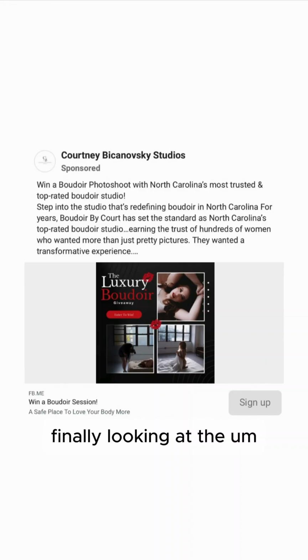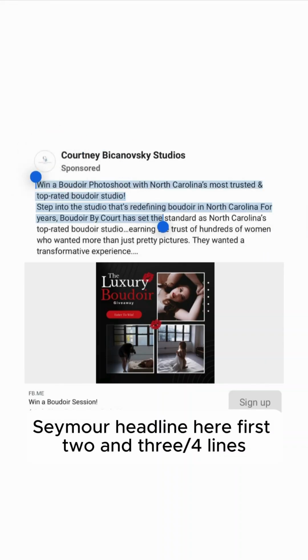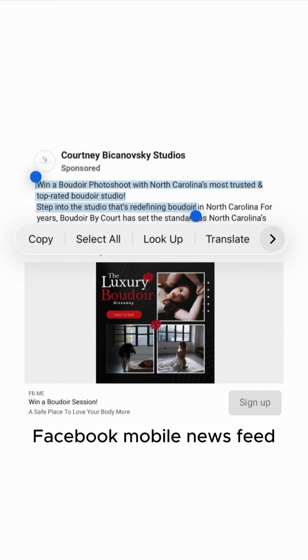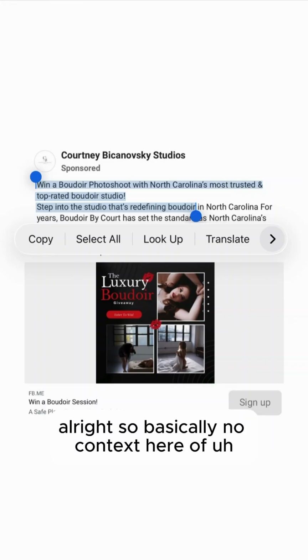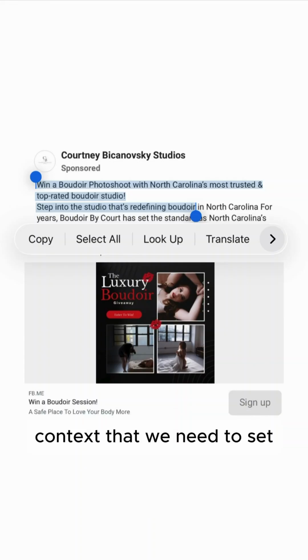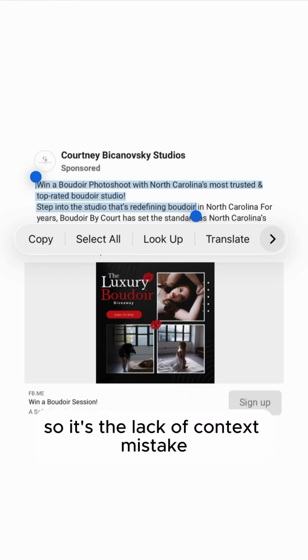Finally, looking at the see more headline here. The first 2 3/4 lines on the Facebook mobile news feed is all people will actually see when they see our ad. So, Boudoir photo shoot. 7 series funny Boudoir. All right, so basically no context here, context that we need to set. So it's the lack of context mistake.